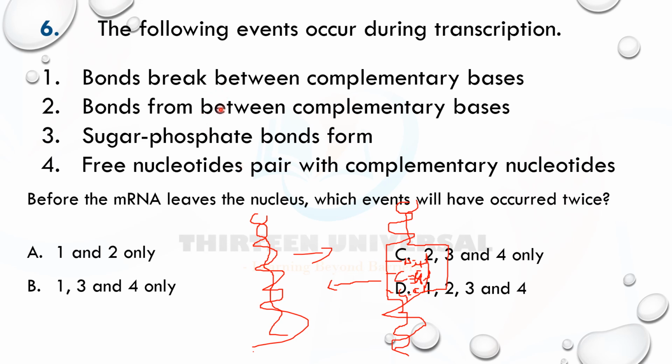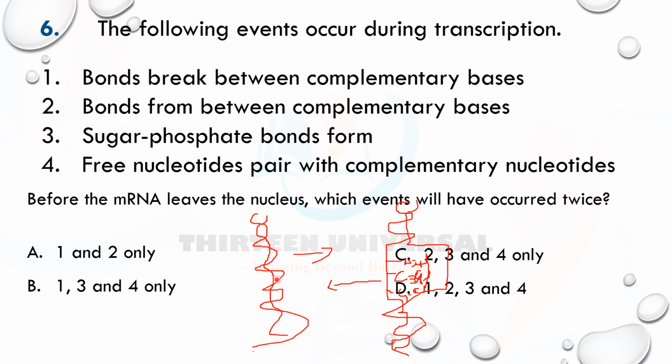Bonds are broken twice. Sugar phosphate backbones form once, when RNA polymerase joins the nucleotides to form mRNA. Free nucleotides pair up with complementary bases just once. That's when they pair up. So the ones that occur twice are bonds breaking and bonds forming.